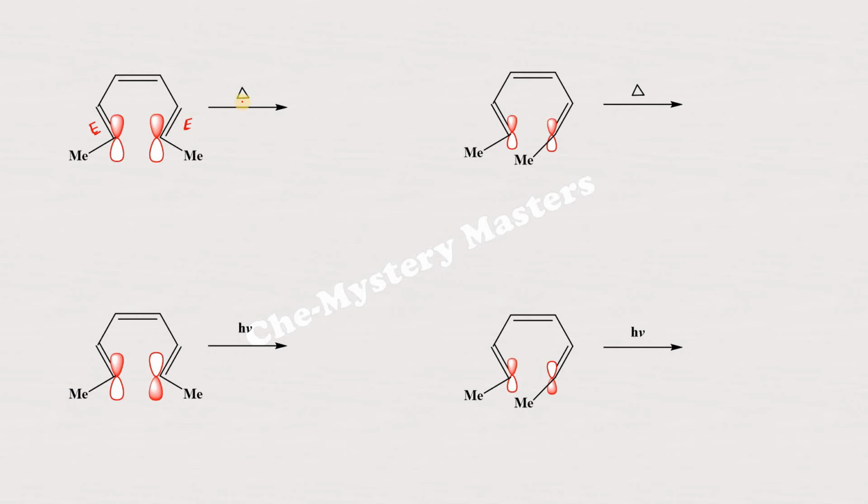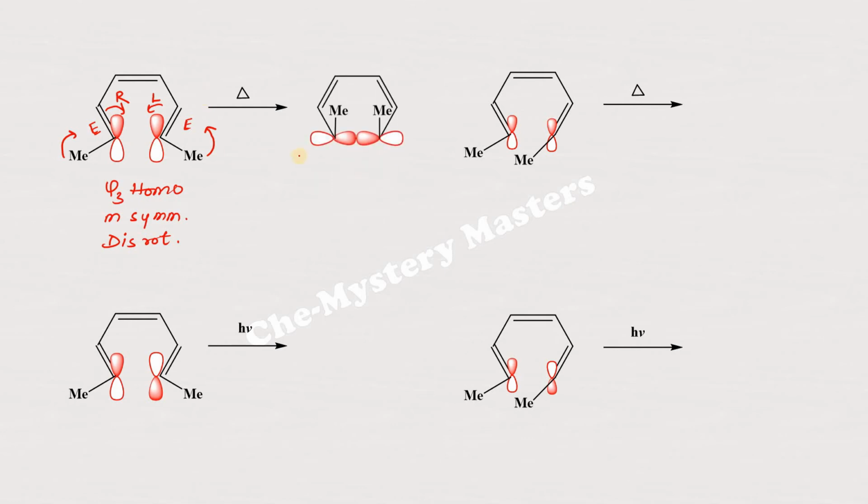So for that, in thermal condition we know that psi3 is HOMO, there is M symmetry, and we already have seen that there is always disrotation. That means I will be rotating these two orbitals in opposite directions to each other. When they are rotated in opposite directions, these methyl groups will also go accordingly. So these two orbitals will interact with each other, and you can see that both methyls are going up. That's why you can say that there will be formation of a cis product in this case.